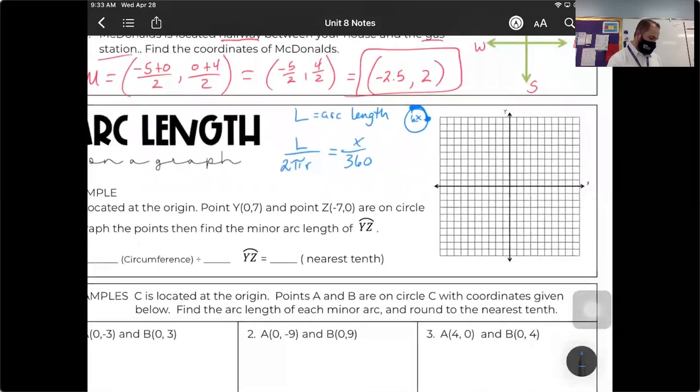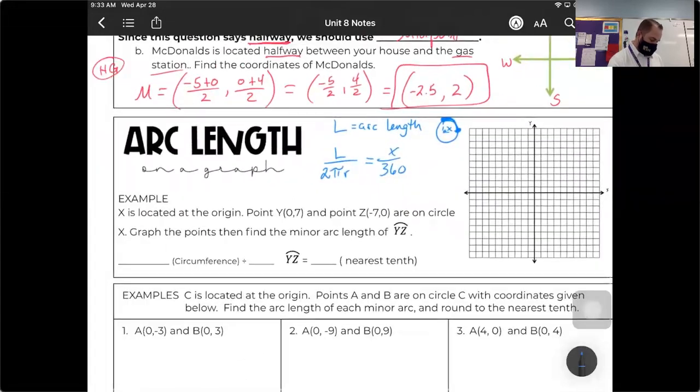Let's say X is located at the origin, 0, 0. We're going to plot these points. Y is at 0, 7. Z is at -7, 0. So 0, 7, where is that on the graph? If you had to tell somebody where to go, just go straight up from the origin to +7. 2, 4, 6, 7, right up there. Another way of saying that is that it is on the positive y-axis.